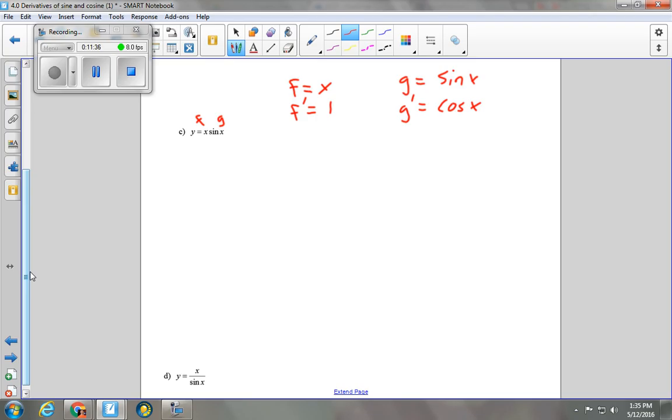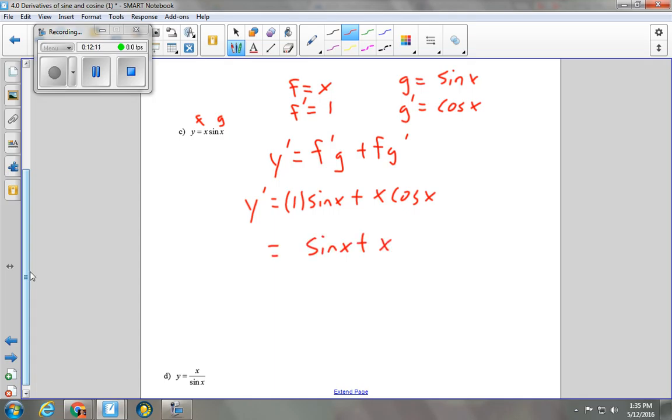Okay, so if we just use our product rule, y prime is equal to f prime g plus f g prime. So y prime is equal to 1 times g, which was sine x, plus f, which was x, times g prime, which was cos x. And that's really all we can do. So that's just equal to sine x plus x cos x.